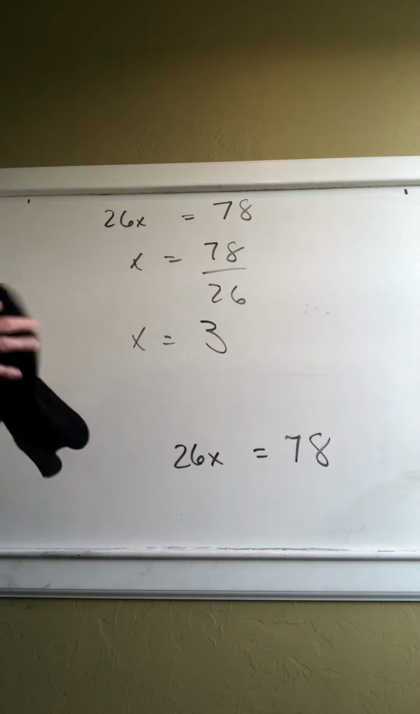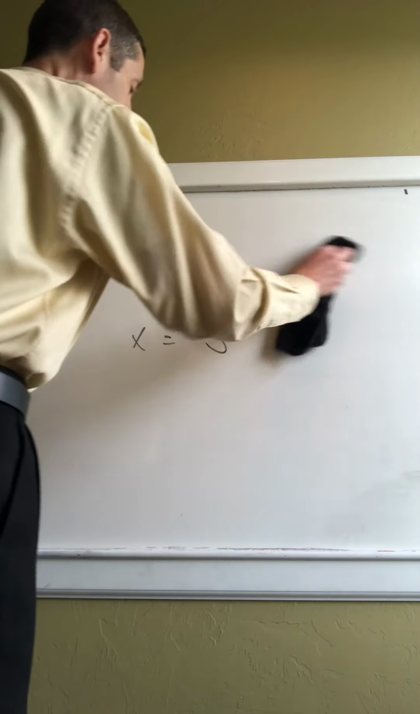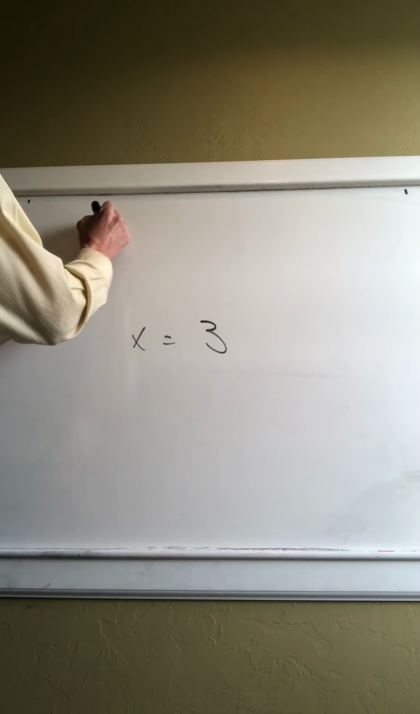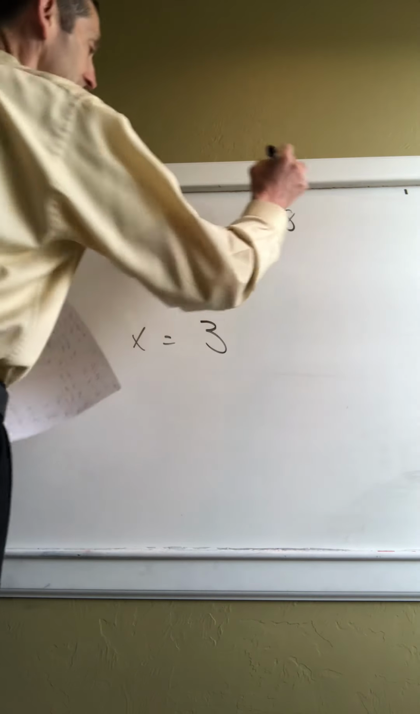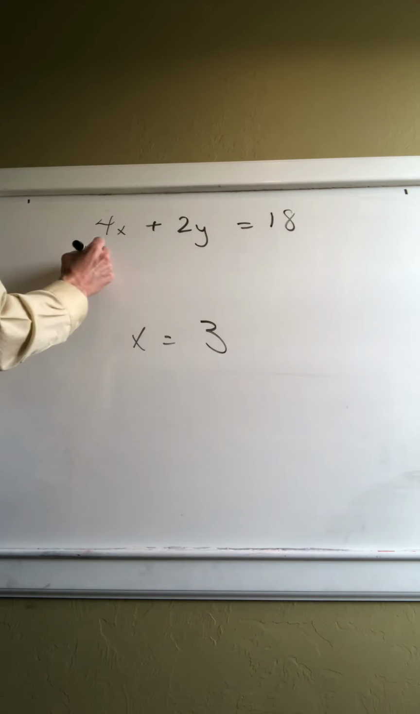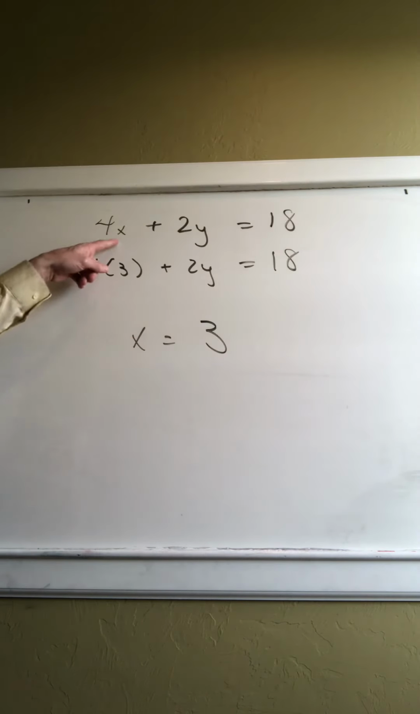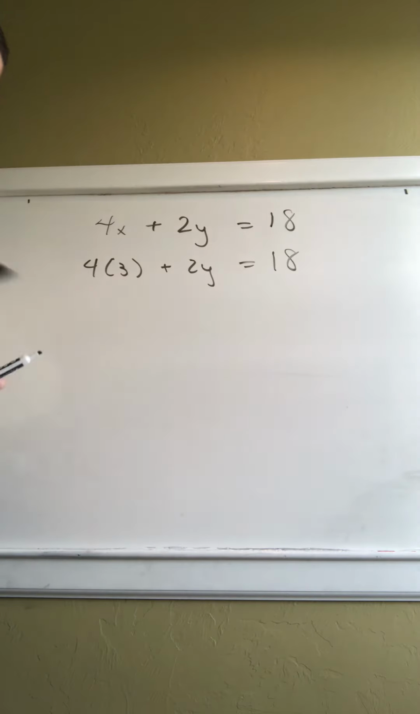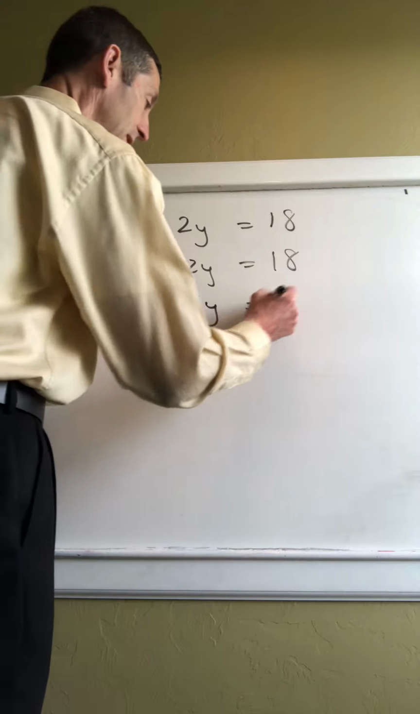All right. Let's go back to the very top, just like we did on the previous homework. Let's get that top equation way back to the very top of this example. 4x plus 2y equals 18. And we know x is equal to 3. So we take what x is equal to 3, plug it in there, and now we can get our answer for y. Let's roll. So 4 times 3, that's 12, plus 2y equals 18.